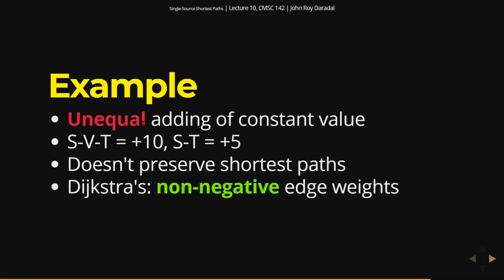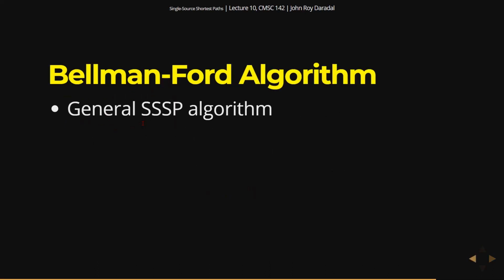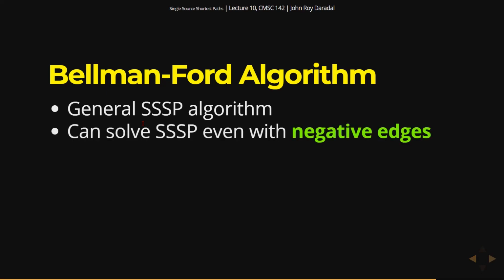Okay? So what if our graph has negative edge weights? We cannot use Dijkstra's anymore because Dijkstra's only works for non-negative edge weights. Okay? So that is why we will introduce another algorithm for SSSP, which is Bellman-Ford. Okay? Bellman-Ford is a general SSSP algorithm that works with any type of graph. So it could be a graph that is directed or undirected. It's weighted. The weights could be negative or positive.